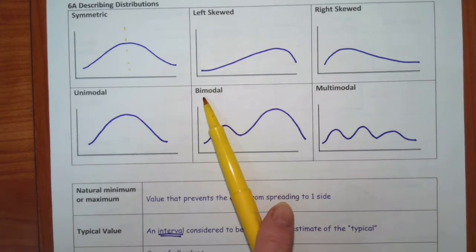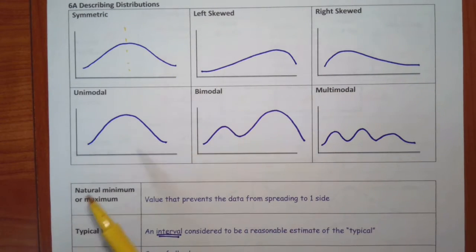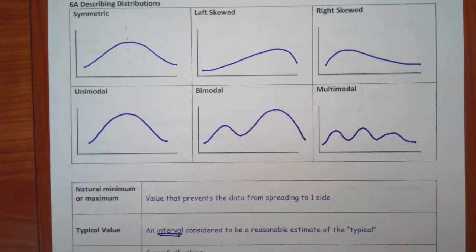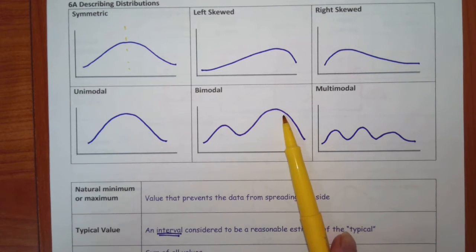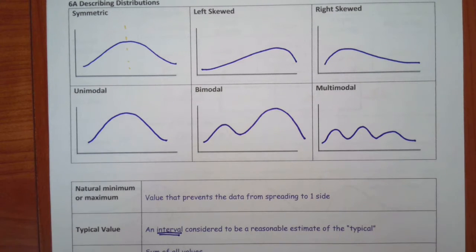Bimodal is just like bicycle or bifocals. You are going to have two humps. There are two. And multimodal means you have more than one. Notice they don't have to be the same size. They could be very close to each other and then skewed. But you're just looking at how many humps.